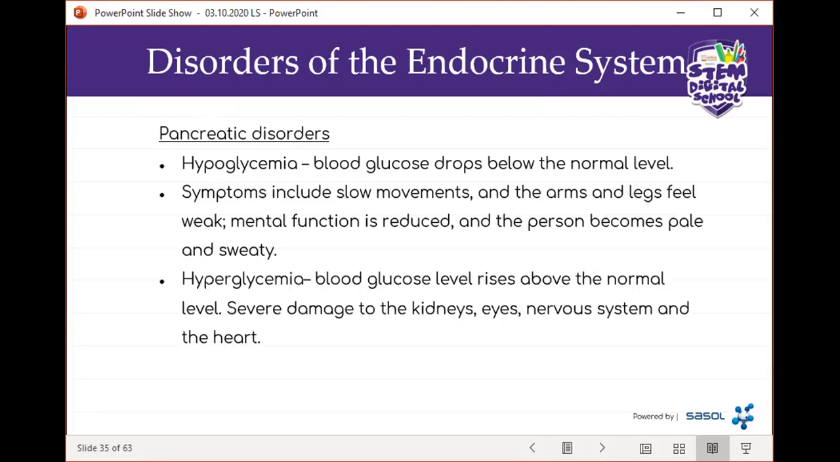Then the other disorder that occurs because of pancreatic disorders is hyperglycemia. Hyperglycemia is when blood glucose rises above the normal level, and this is what we also call diabetes. Yeah? So we have severe damage to the kidneys, eyes, nervous system, as well as the heart. Right.